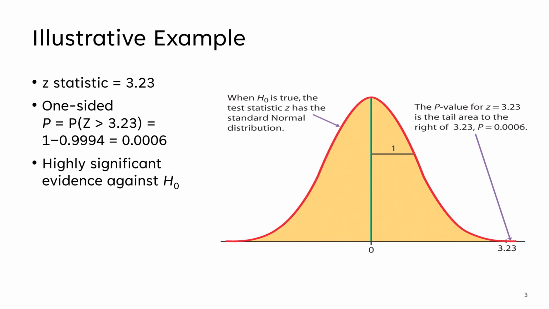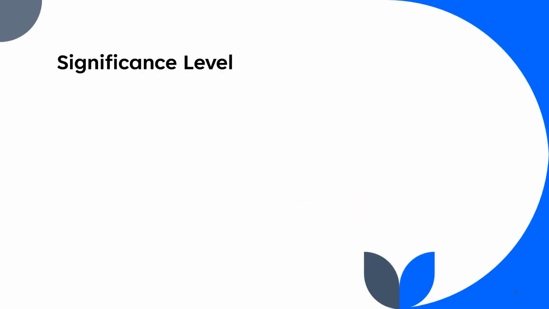That is the graph of the normal distribution. The one-sided p is equal to P(Z greater than 3.23), which is 1 minus 0.994, or equal to 0.006. Very significant evidence against the null hypothesis. So as you can see from the right side. Another one is the significance level.